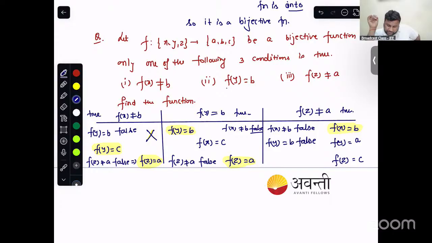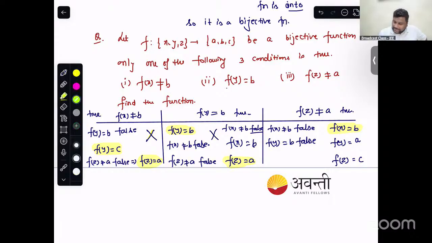fx equals b. Not okay. There is a mistake. They are also saying that fx not equal to b is false. That means fx equals b. So fy is b, fx also b. This cannot happen. So this case is also wrong. So this is the only correct case that we are having. That means fx equal to b, fy a, fz equal to c.